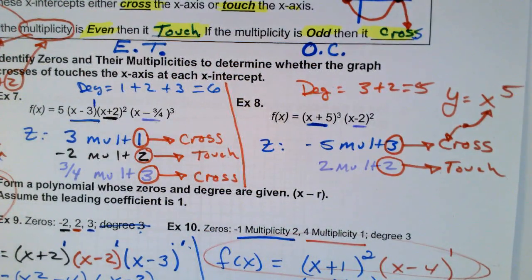So we're looking for large values of x's. What's going on at the ends of my graph? Which direction is it going? Are both sides going up? Both sides going down? Up to the right and down to the left, or down to the right and up to the left?